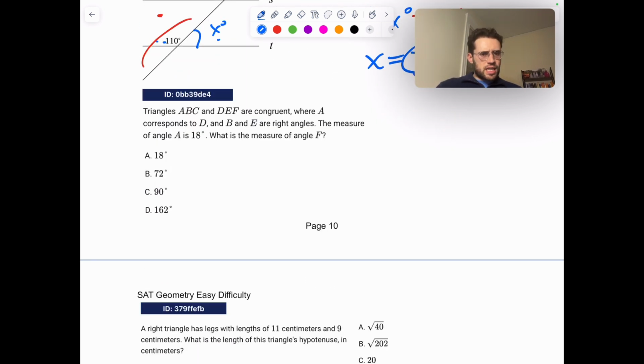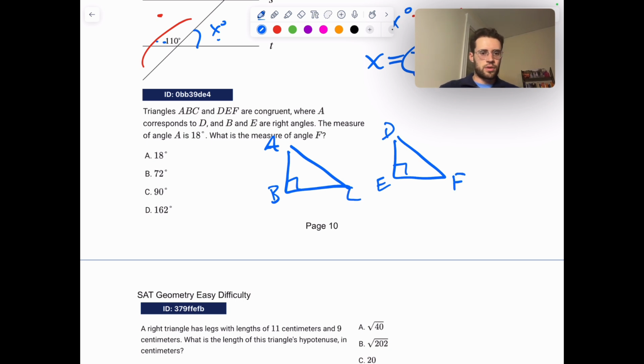Triangles ABC and DEF are congruent, where A corresponds to D, B to E, and C to F. Oh, B and E are the right angles. So, okay, let's just draw it out. Say B is here, E is here. Did they say they're congruent? Yeah, so they're the same lengths of sides as well. Say A to D, C to F.